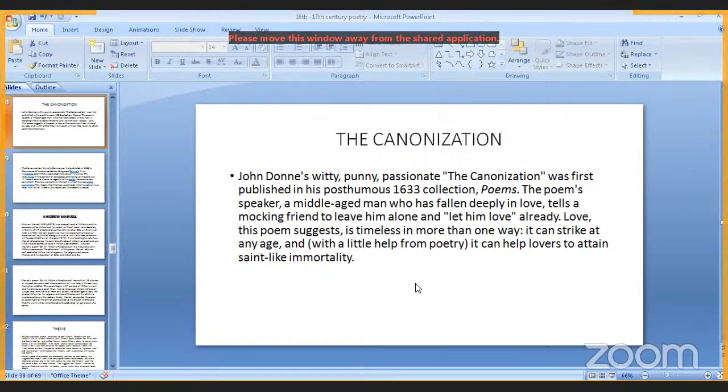So the poem's speaker, a middle-aged man who has fallen deeply in love, tells a mocking friend to leave him alone and let him love. Love, this poem suggests, is timeless in more than one way. It can strike at any age and it can help lovers to attain saint-like immortality.